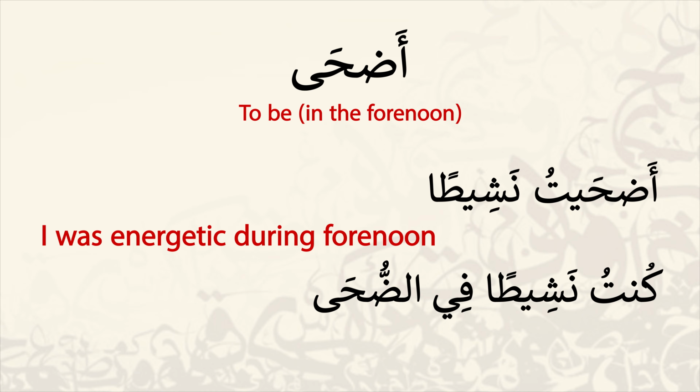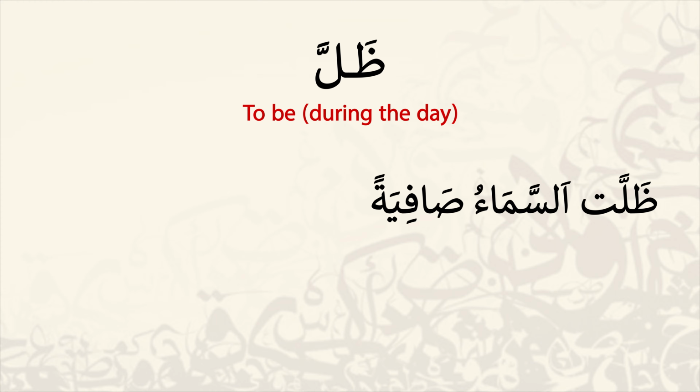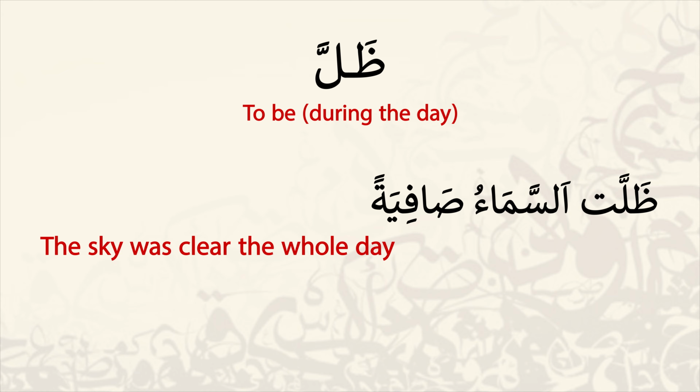The third one, ظل, means to be or to become during the day. Like this example, ظلت السماء صافية. The accurate translation of this sentence is the sky was clear, and because this verb indicates the daytime, so we may adjust the translation to be the sky was clear during the day or the whole day.